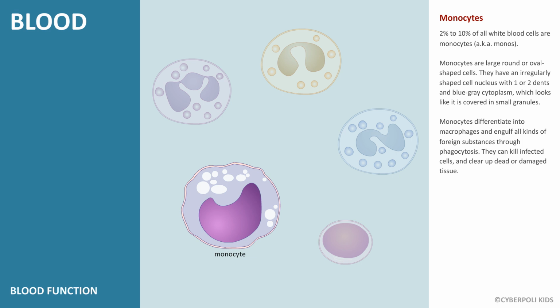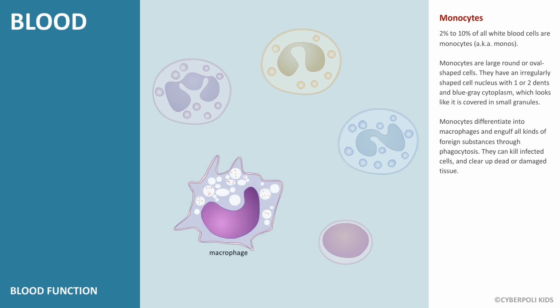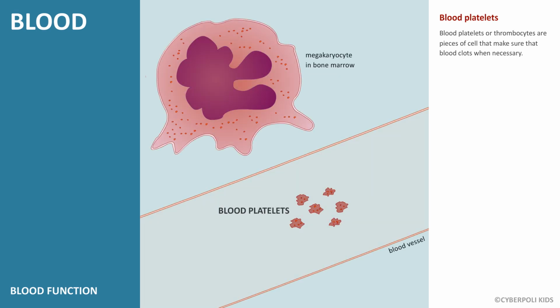Monocytes are large, round or oval-shaped cells. They have an irregularly shaped cell nucleus with 1 or 2 dense and blue-grey cytoplasm, which looks like it is covered in small granules. Monocytes differentiate into macrophages and engulf all kinds of foreign substances through phagocytosis. They can kill infected cells and clear up dead or damaged tissue.